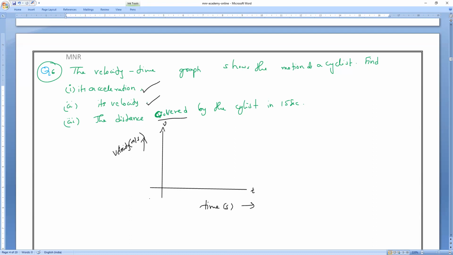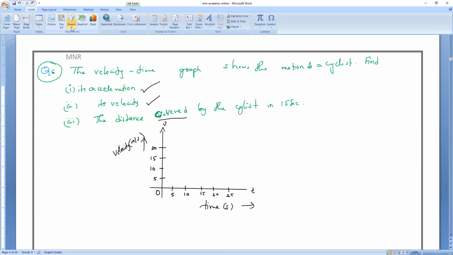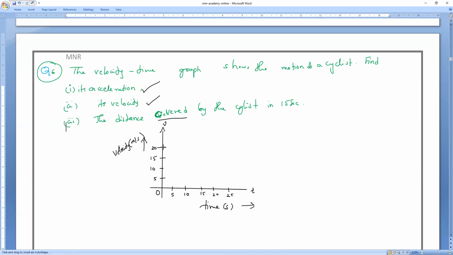Now this is the starting point, so I'm taking 0. Next, 5, 10, and 15, then 20, 25. On this side also I am taking 5 meter per second, 10 meter per second, 15 meter per second, and 20 meter per second. So now this is the graph I am giving you.